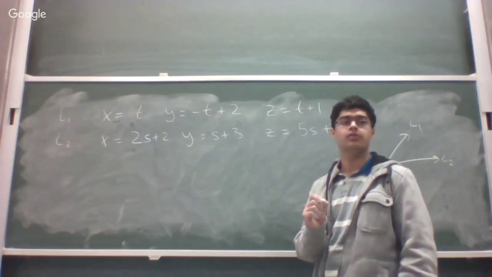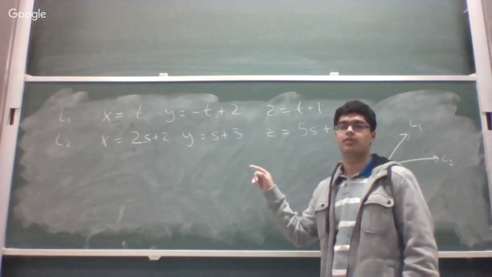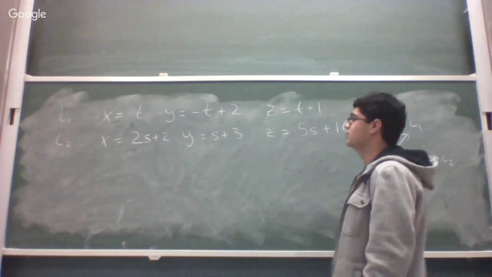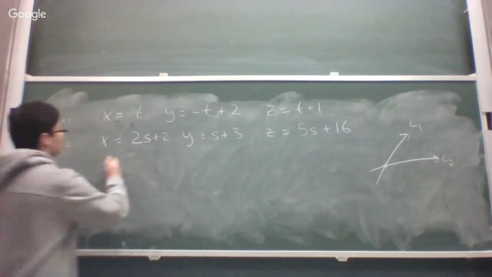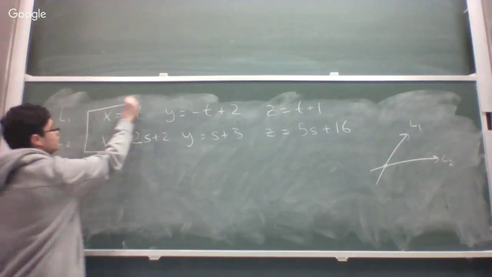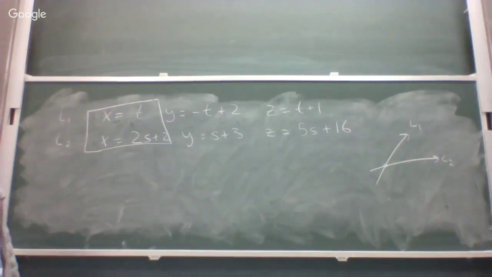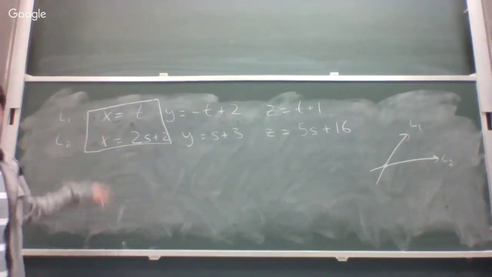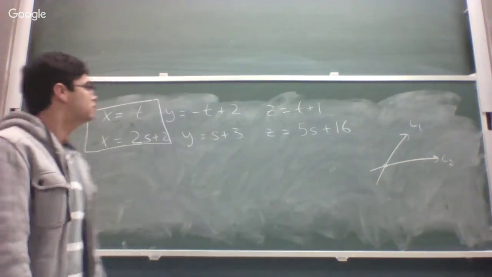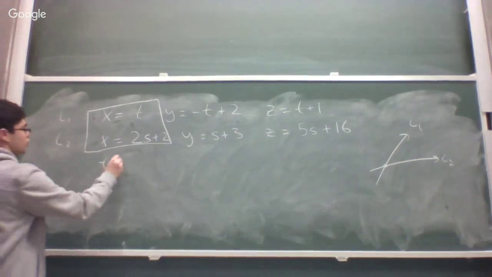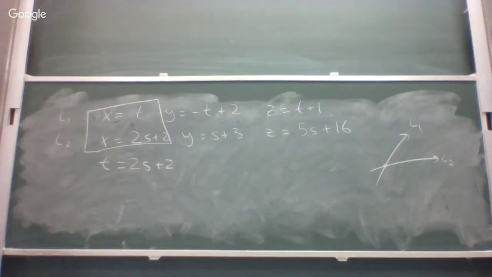Okay? You're given two variables and 6 equations. Actually, no, it would be more because y and z are different than that. Okay. But right now, looking at these two, since those are both x's, we can set them equal to each other. t is equal to 2s plus 2.